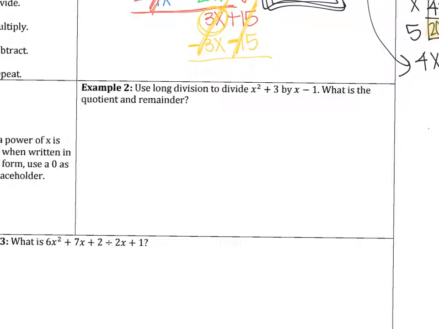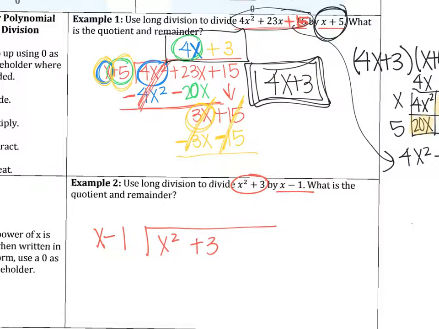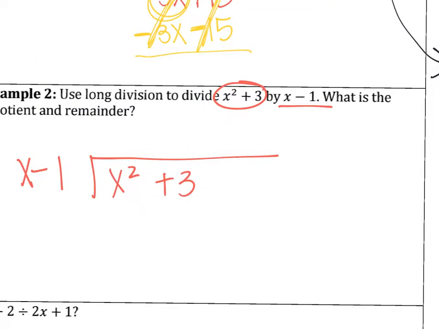Okay. Next number. Divide x squared plus 3 by x minus 1. Again, the first thing goes inside: x squared plus 3. And the second is x minus 1. Now, if you notice, in the other one I had an x squared, I had an x, and then I had just a regular number. Here, I just have an x squared and a regular number.